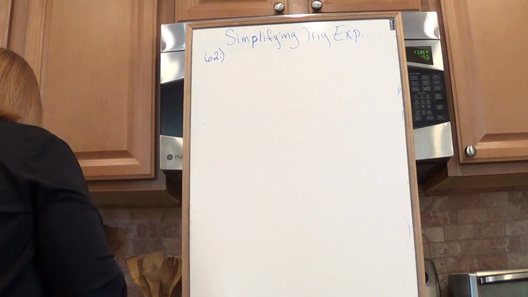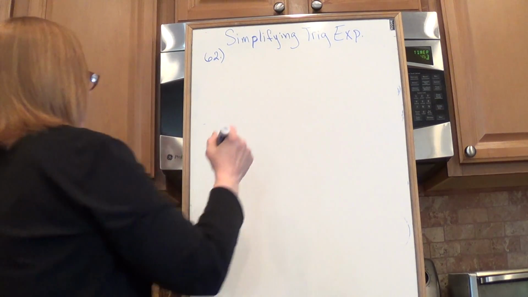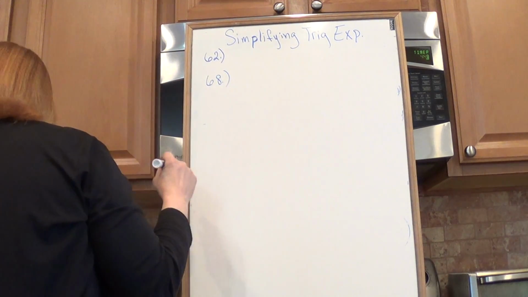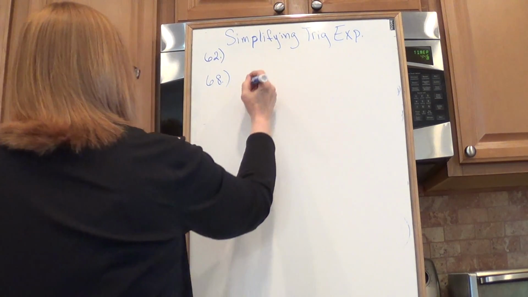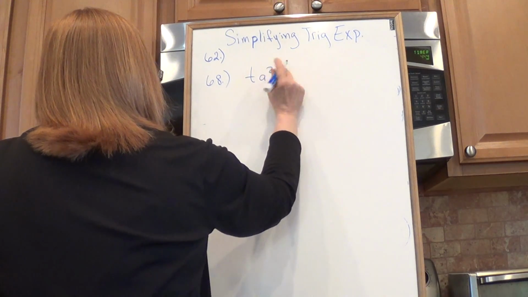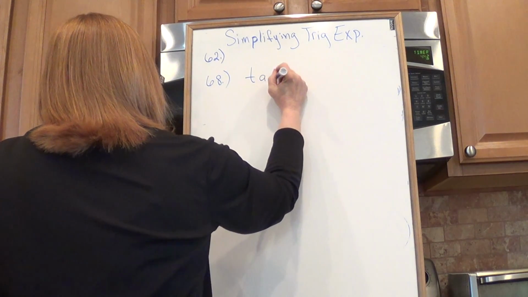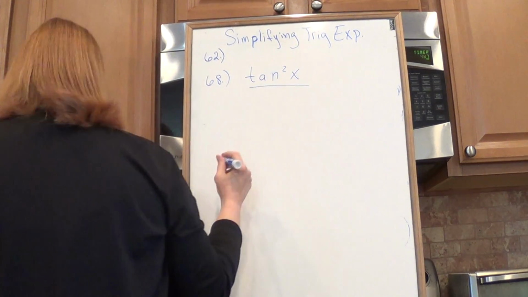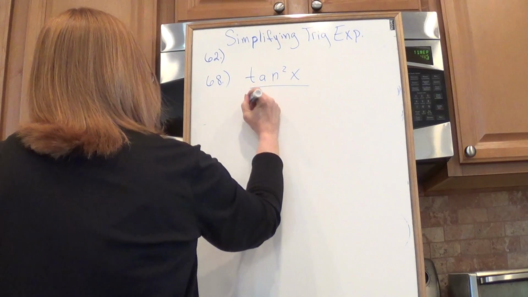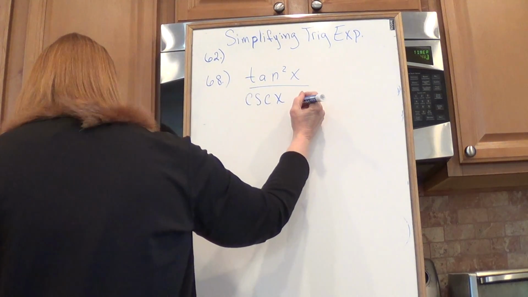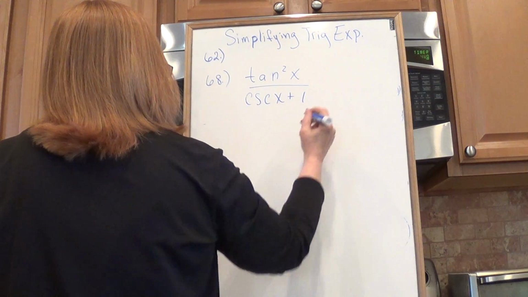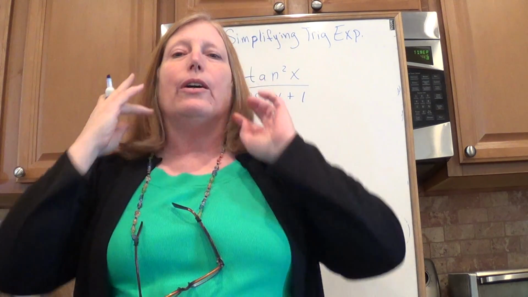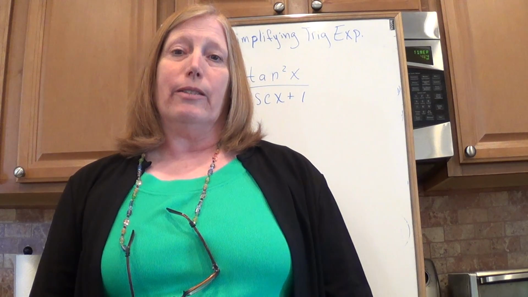All right, so the next one, let's try, I'll say 68. Hopefully that's helpful to someone. So I won't go the whole way on this. I'll just give you a good push so you can coast all the way home and enjoy the ride. Tangent squared x over cosecant x plus 1.